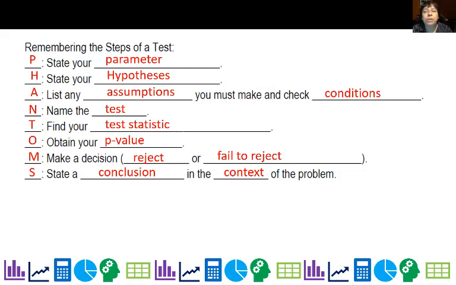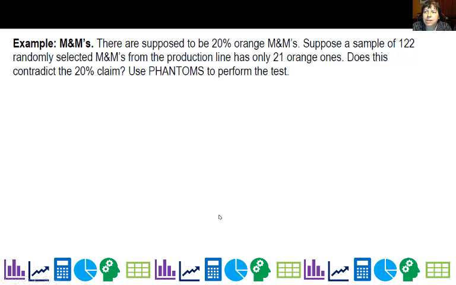So we'll go through one more example, but now we're going to use the PHANTOMS structure to see if that helps you remember to do all the steps. Let's practice using PHANTOMS on another example. There's supposed to be 20% orange M&Ms.